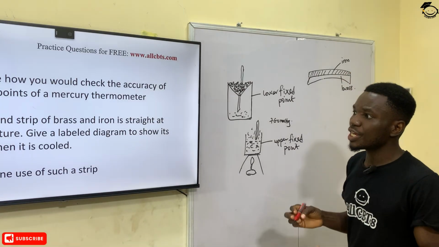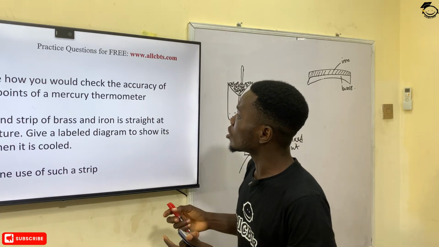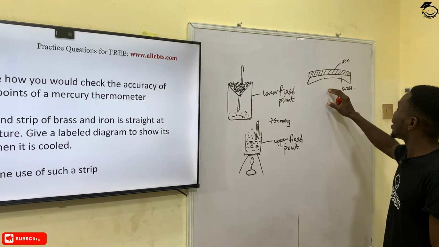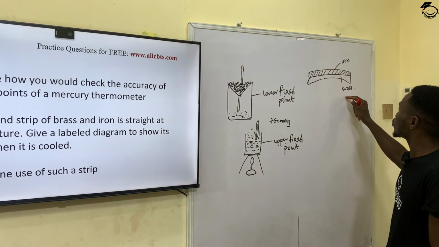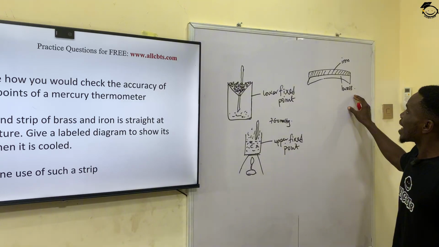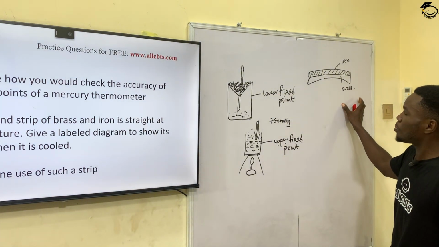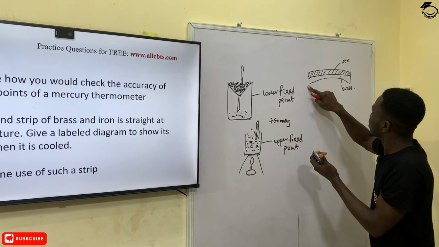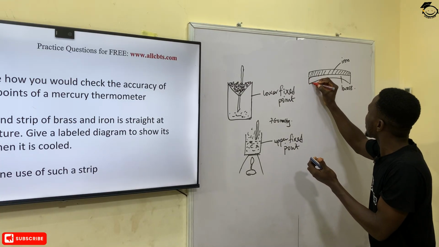So when you cool it, you discover that, in a bimetallic strip, this is a bimetallic strip, when it is cooled, your brass will contract to a particular point. And at this point, it will be bent. So it will be curved this way.